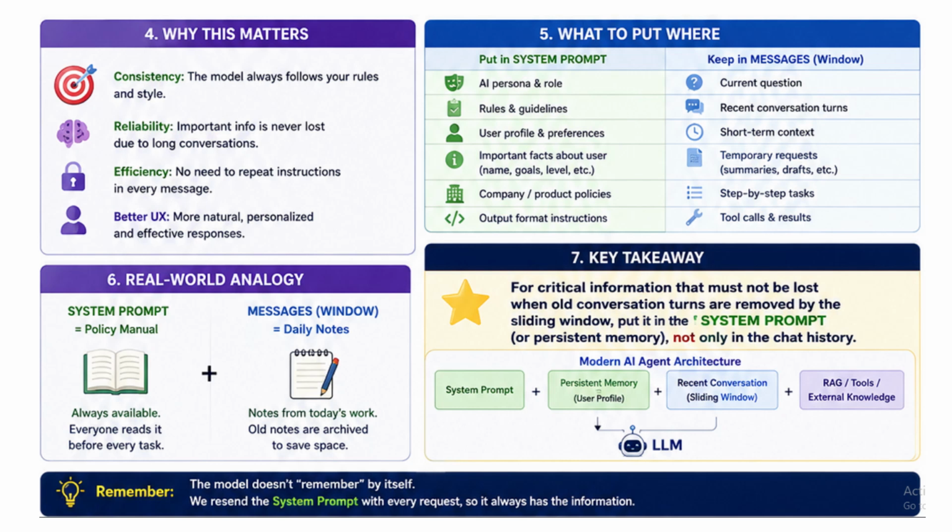The key takeaway is simple: put permanent information in the system prompt and keep temporary conversation details in the message history. System prompt equals permanent rules, messages equals temporary conversation context.